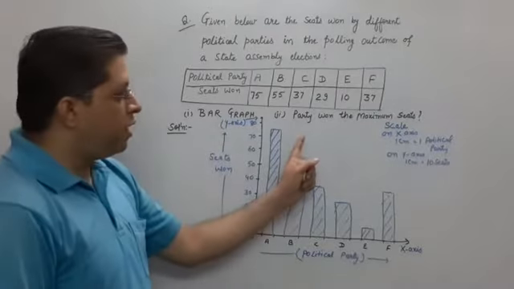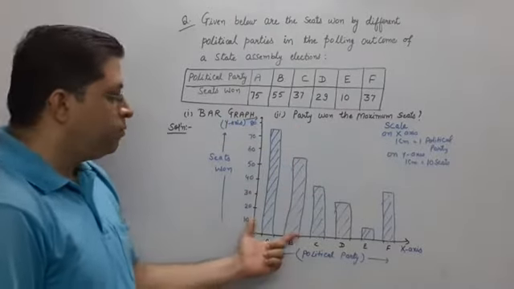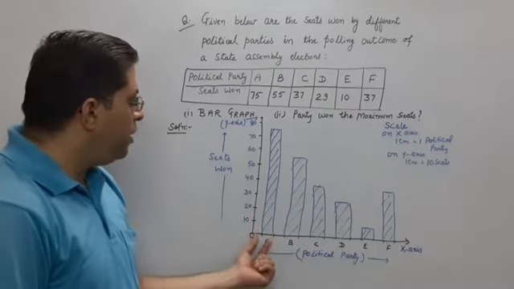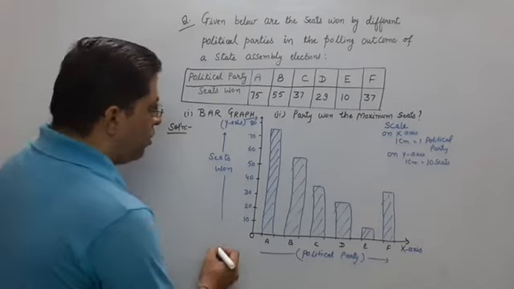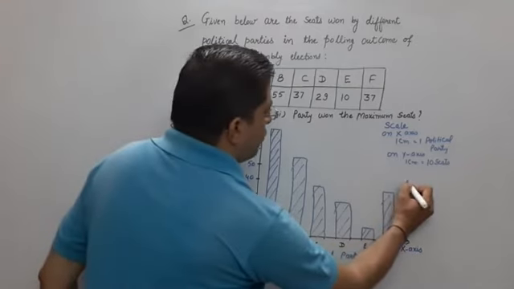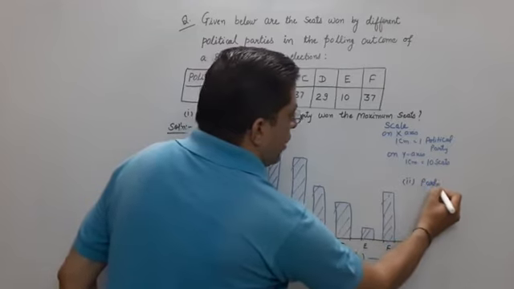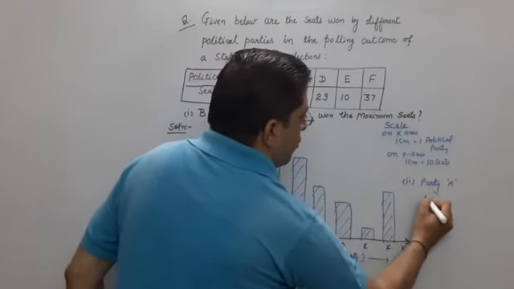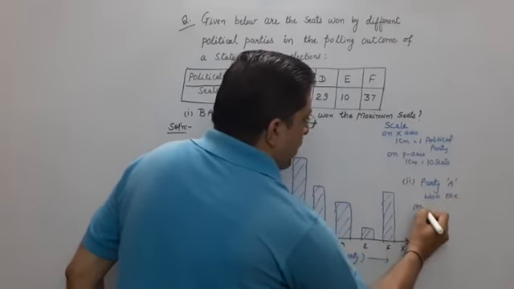Then what is the second question? Which party won the maximum number of seats? We can see clearly that party A won the maximum number of seats. What is the answer to the second? Party A won the maximum.